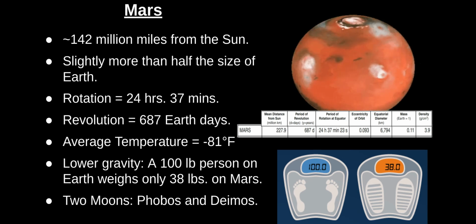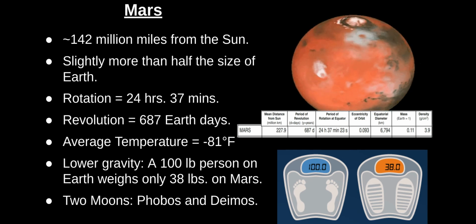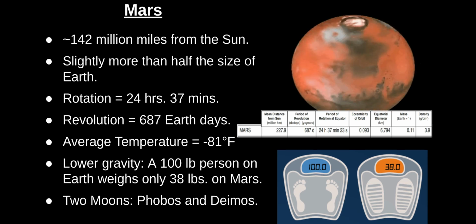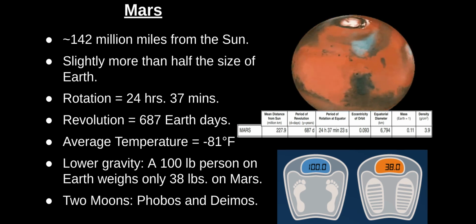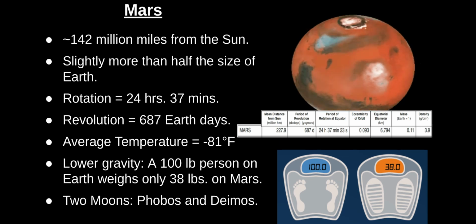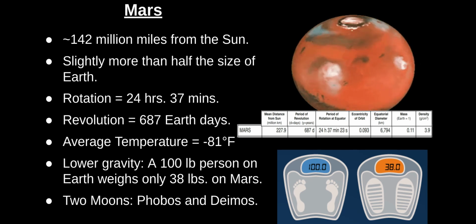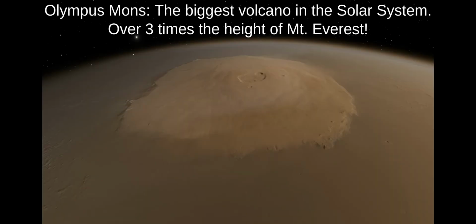687 Earth days to make its trip. It has lower gravity because it is less massive. Remember, smaller things have less of a gravitational pull. So that means the weight of a person would be less on Mars. If you weighed 100 pounds on Earth, you'd only weigh 38 pounds on Mars.